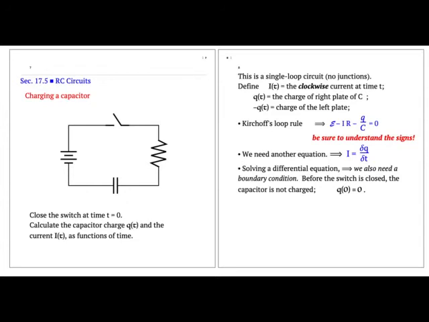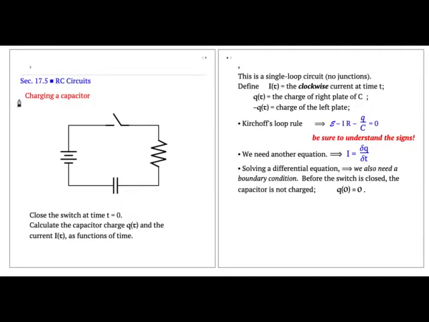The final section in Chapter 17 is called RC circuits. So this will be a circuit where there's a battery, a resistor, and a capacitor. Or there could be multiple resistors or multiple capacitors. And this is a topic which you'll use in some of the homework problems and which will undoubtedly show up on the next midterm exam. Let's work out an example.